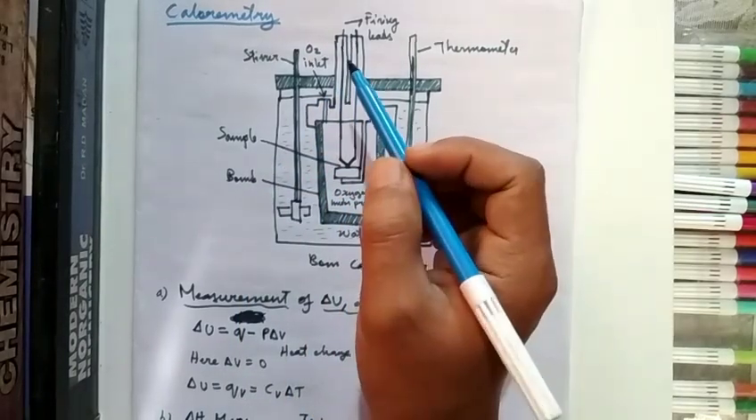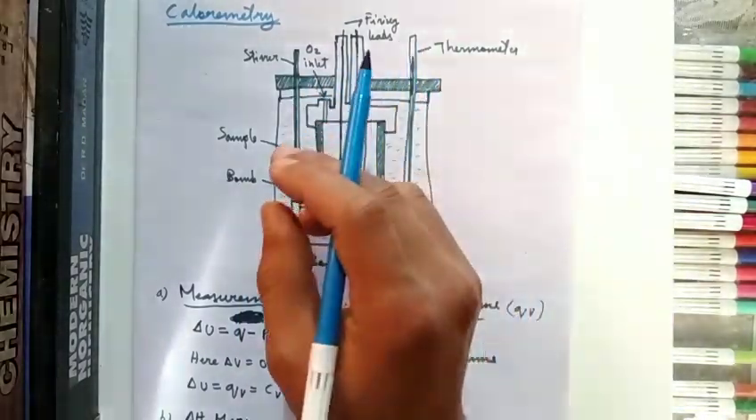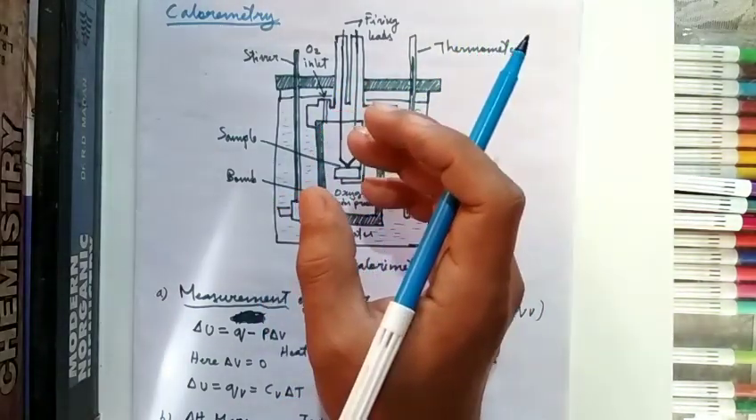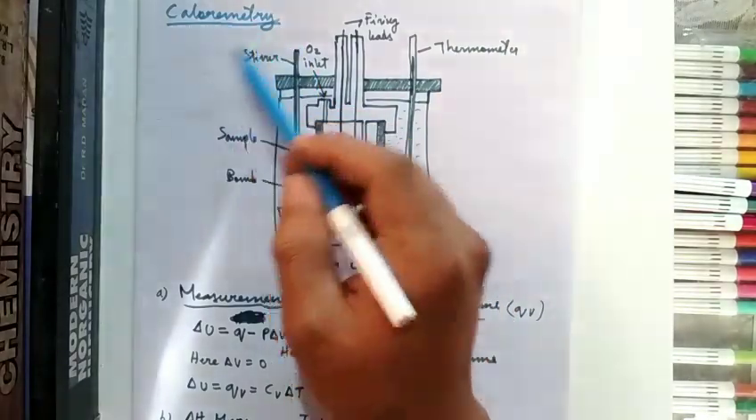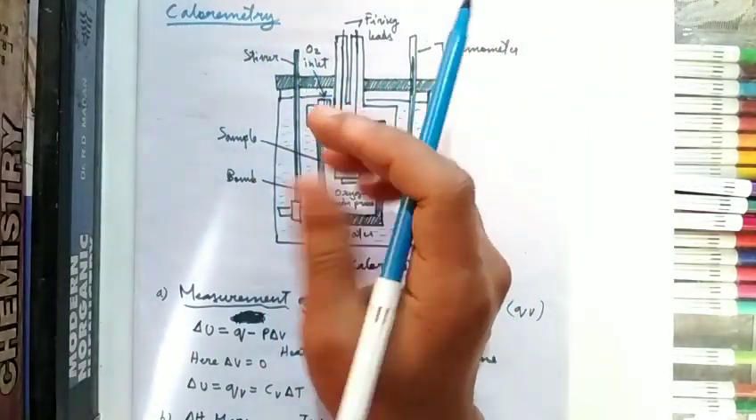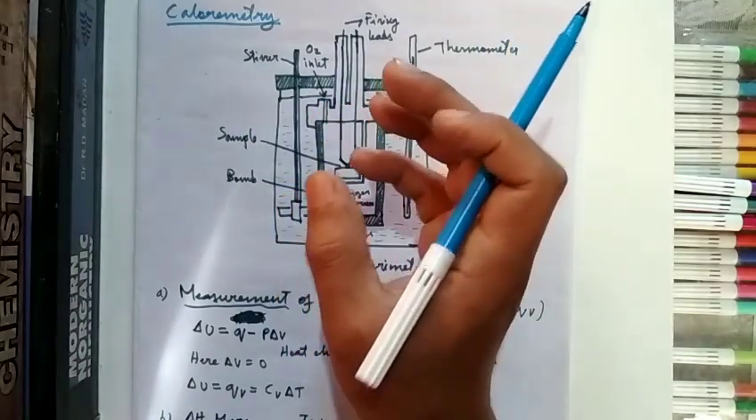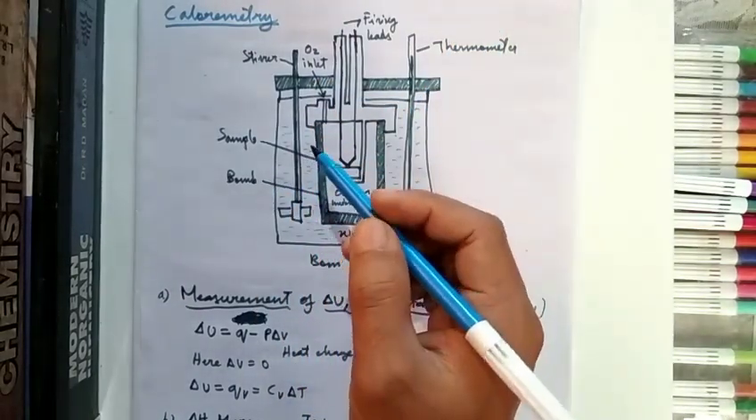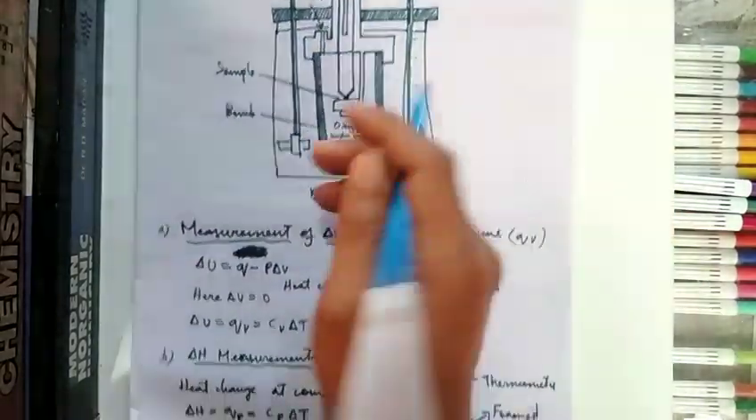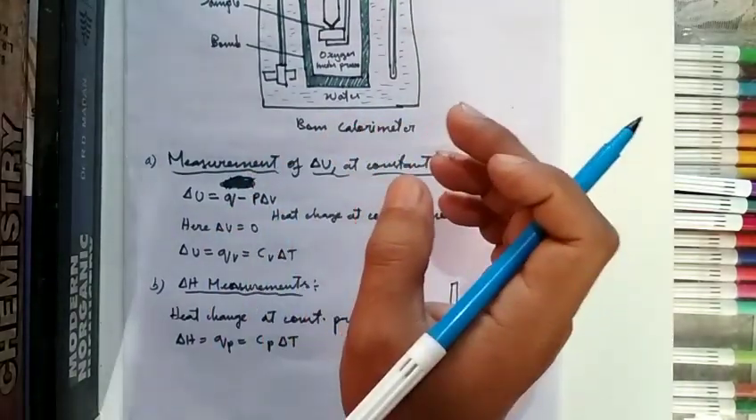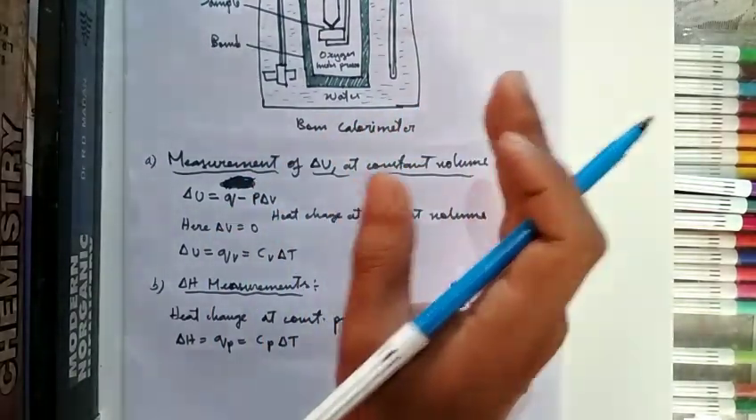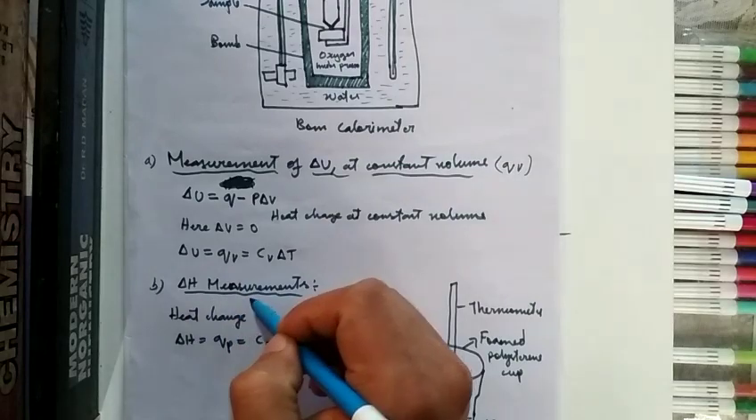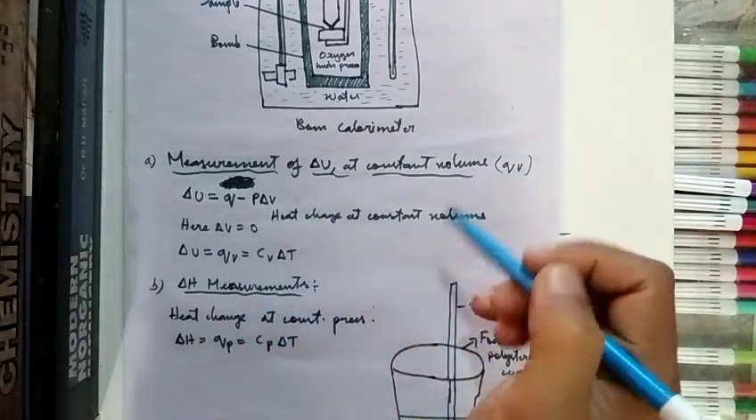Now when we use calorimetry, the apparatus used to measure the heat is known as a calorimeter. From this calorimeter we are going to measure delta U at constant volume and delta H at constant pressure.